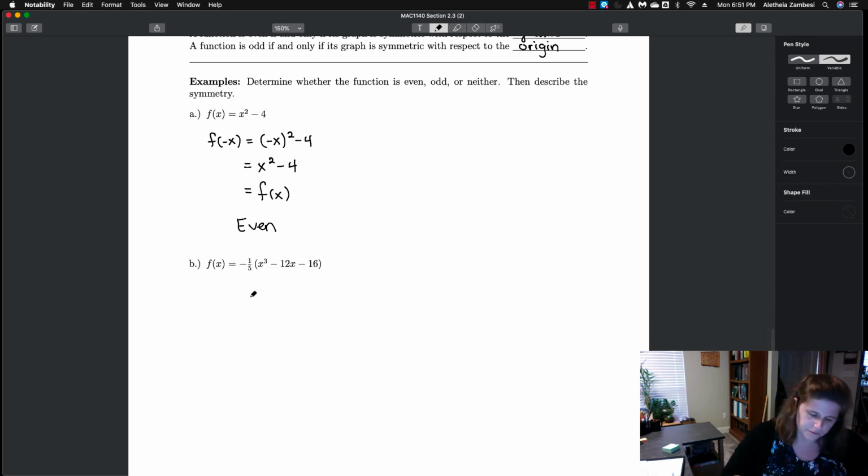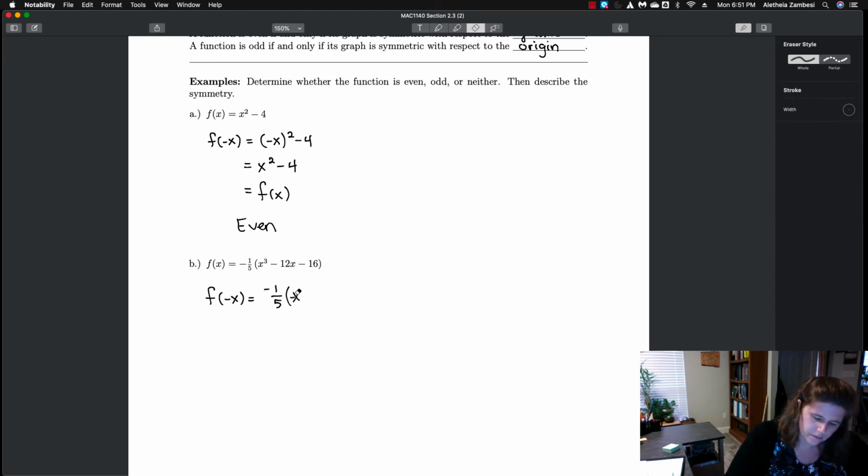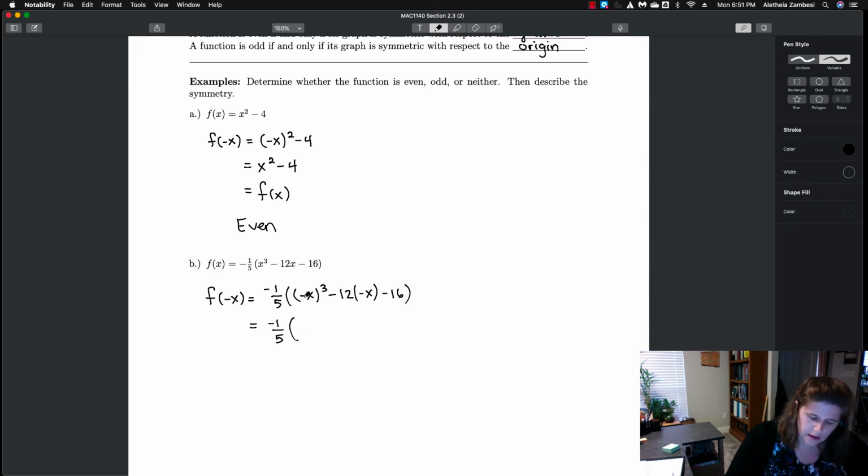Here's another one. Plugging in negative x, I have negative 1/5 times negative x cubed, minus 12 times negative x, minus 16. Simplifying, negative 1/5. This cubic means that I keep the negative. Negative times a negative times a negative gives me negative. Here I'm losing the negative because I have a square. And we still have minus 16.